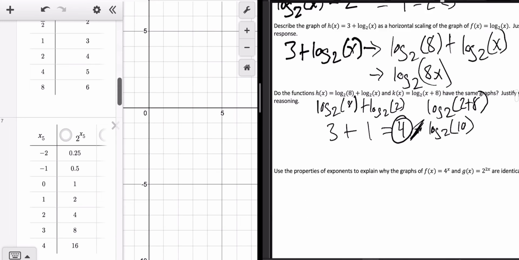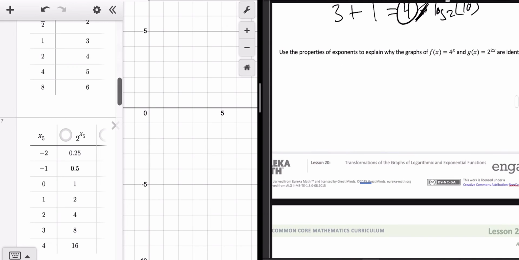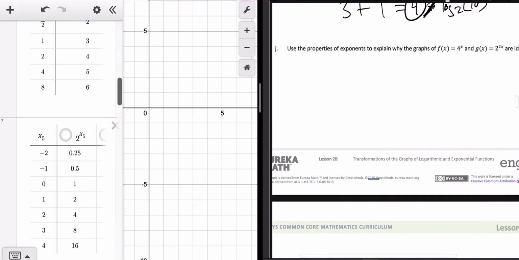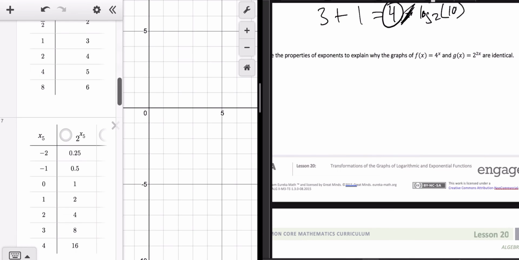J says use the properties of the exponents to explain why f of x equals 4 to the x power and g of x equals 2 to the 2x power are identical. Oh, well, that's simple. f of x is going to stay the same, right? 4 to the x is going to stay the same. There's nothing we can do with that.